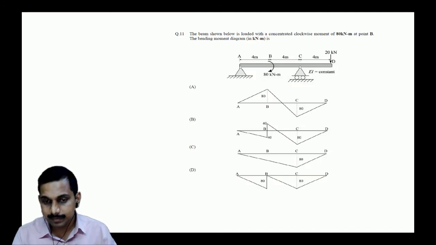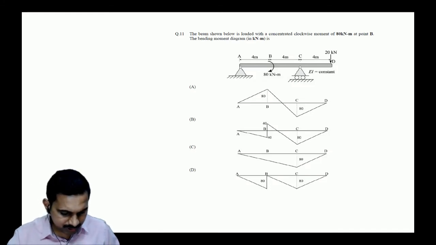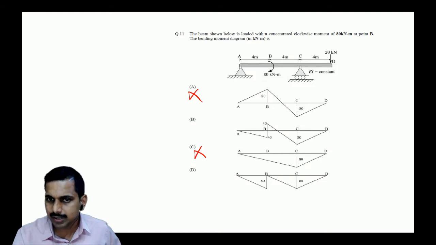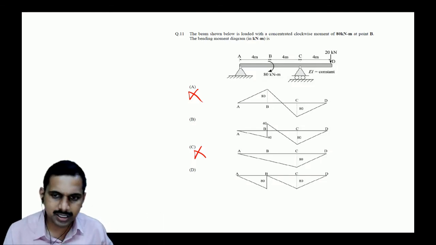First C, C and A. C and A, very good. C and A can be rejected summarily because there is no abrupt change in the moment, you see, while there is a moment which is acting. So C and A is gone. Now let us consider the next one.